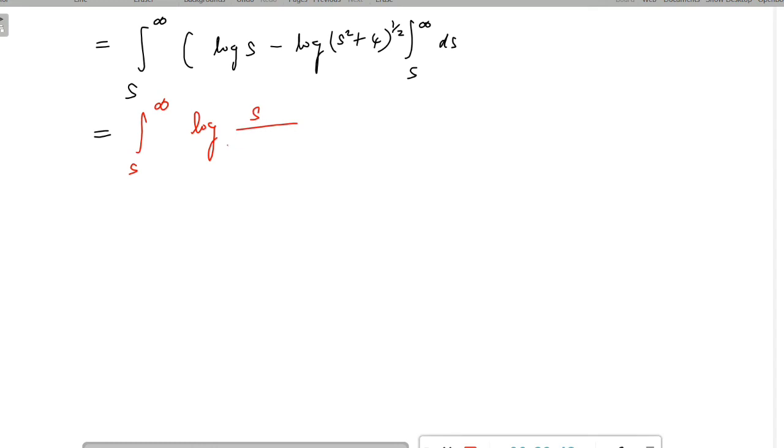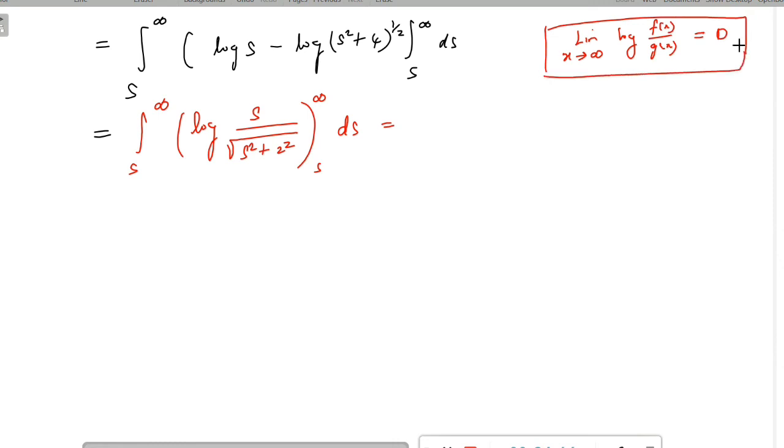By using that formula, you may get square root of s square plus 2 square, integral s to infinity ds. Now try to apply the upper limits. So keep in mind, the limit as x tends to infinity of log of f of x over g of x, where f and g have the same degree, is equal to log 1, which is 0. This is the formula. Try to apply this formula. The degree of f of x and g of x should be the same, then only you may get the corresponding value. So by using that concept, as s tends to infinity, if you apply the upper limit, you may get 0.